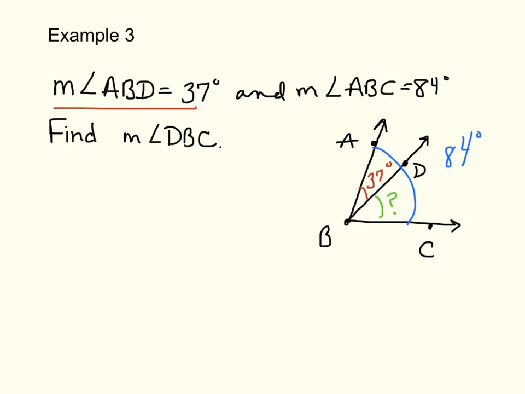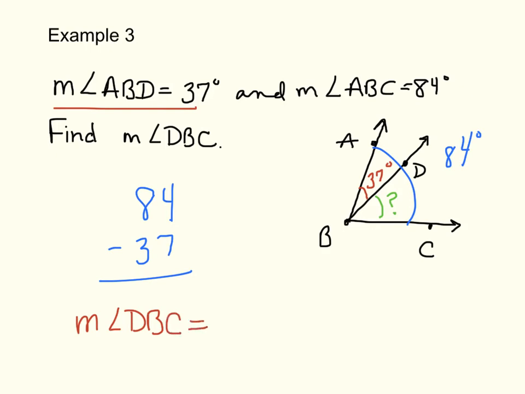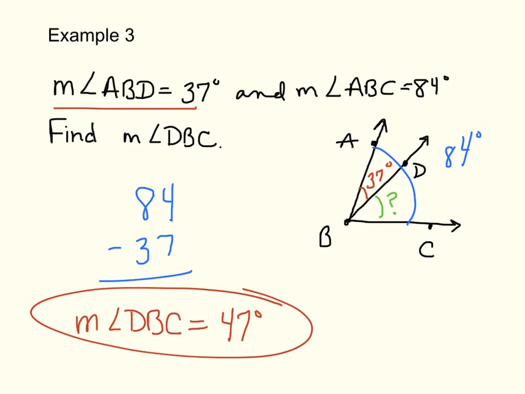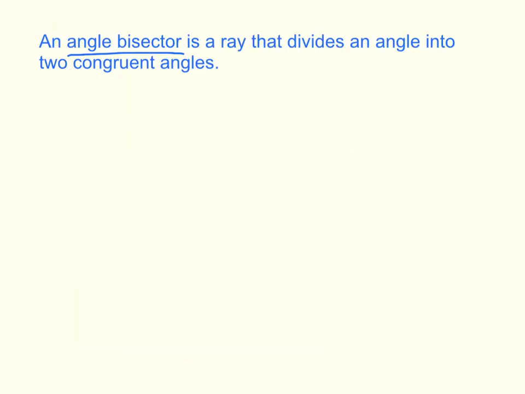So what would you do? You'd subtract them. 84 minus 37. So we know the measure of angle DBC is equal to 47 degrees. Notice how I wrote that. Very specific. We're talking about measurement, so the measure of angle DBC is equal to 47 degrees. I just realized that this example here should be 2, so I'm going to cross that off and put 2.